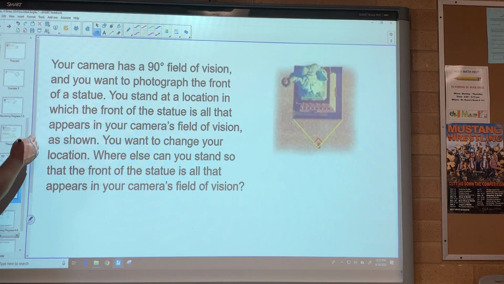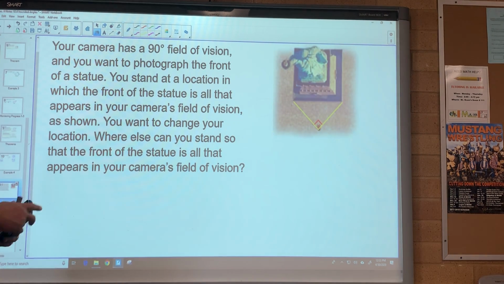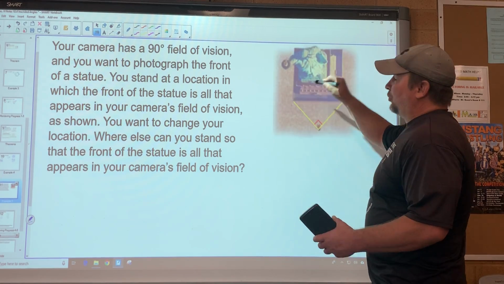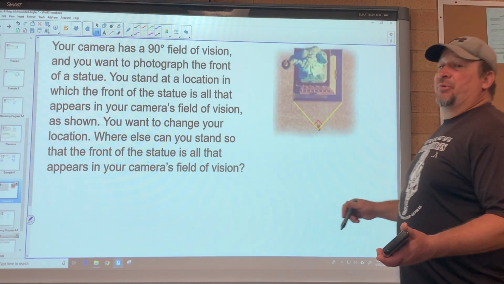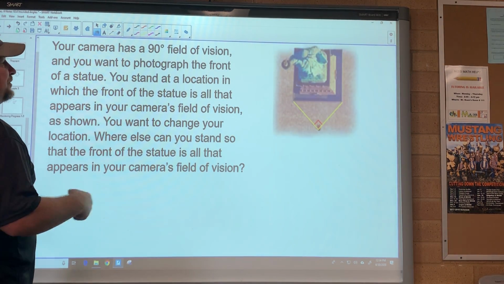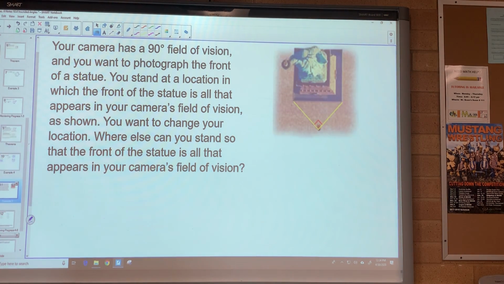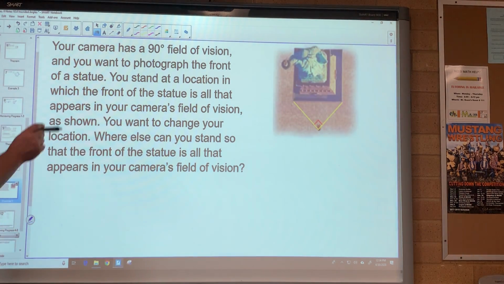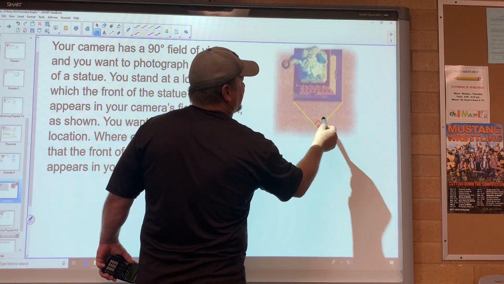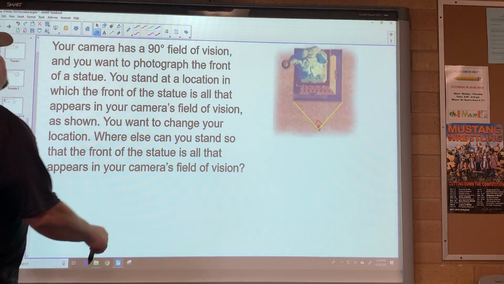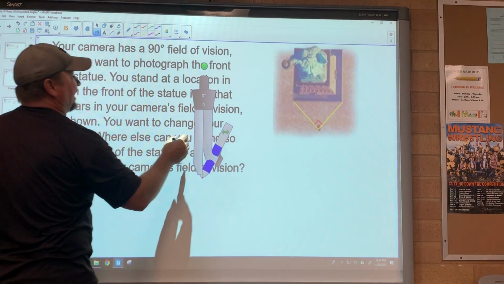All right, this one's a little bit different. They're just asking us, okay, your camera view is a 90-degree field. You have a 90-degree field, so we know that this would be across. If we had an entire circle on it, that would be the diameter, okay? You stand at a location in front of the statue so that the statue is all that appears in the camera vision. You want to change your location. So you want to move somewhere around on this thing so that you still only see the front of it, okay? Well, to do this, we would need to make sure that you understand where you could actually stand.